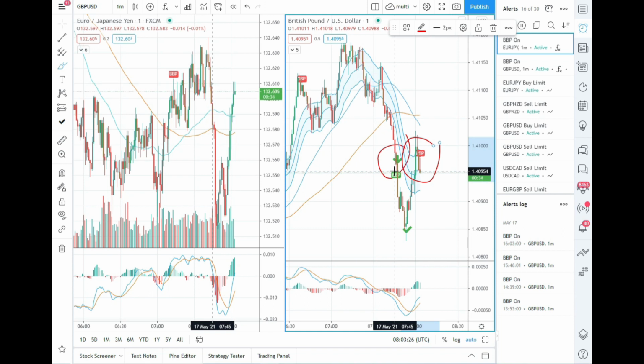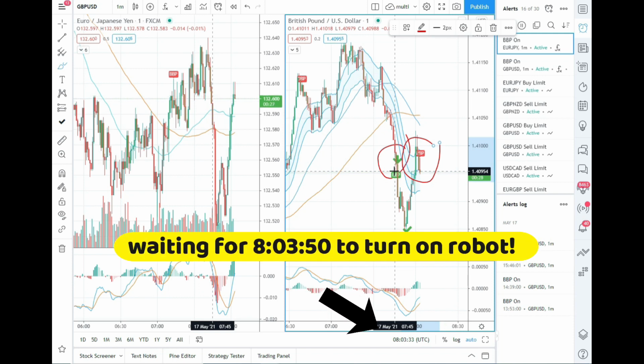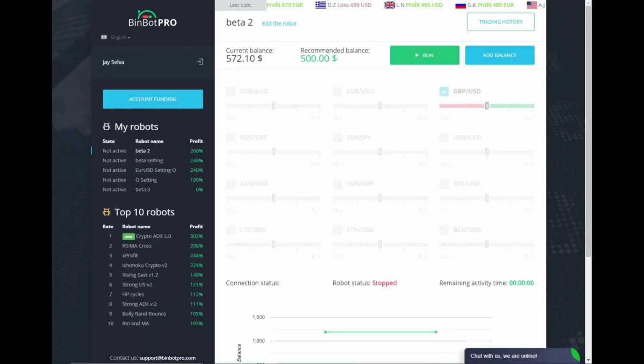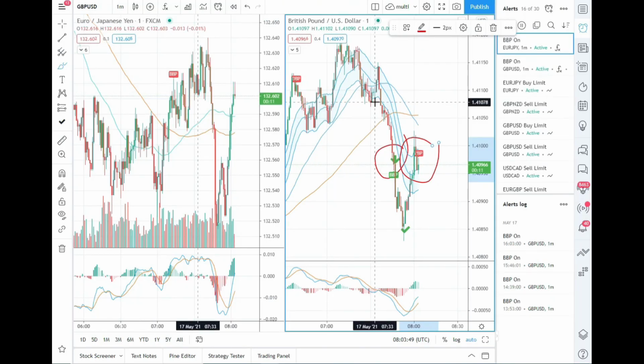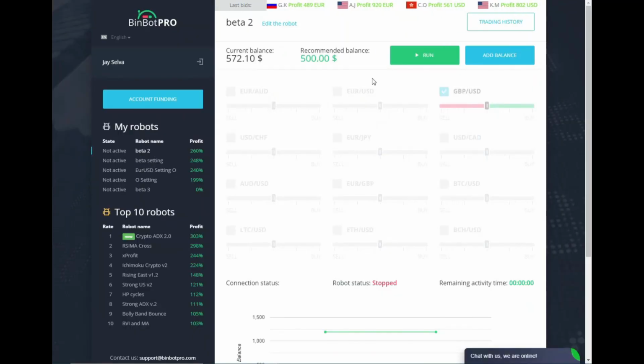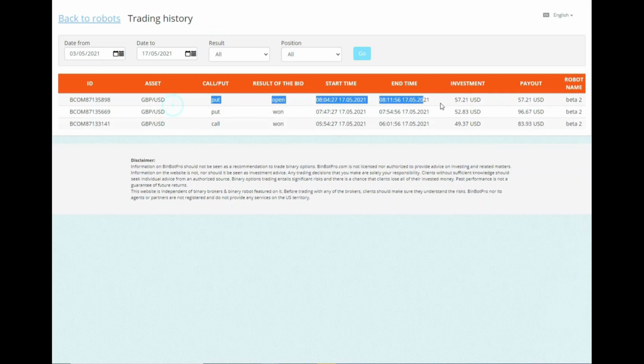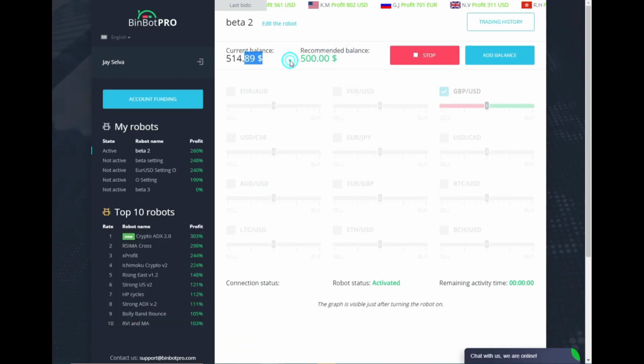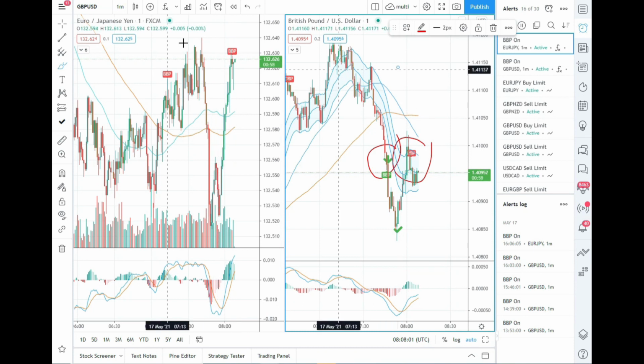Right now it's 8:03:34, so I'll be waiting for 8:03:50 to activate the beta 2 settings. Okay, so let me stand by beta 2 settings for GBP USD. Alright, let me turn on the beta 2 settings right now and wait for a trade to be executed. Alright guys, it seems like we have a put trade open at 8:04:27, and let's see how this trade goes. So let's turn off the robot and wait for this trade to expire.